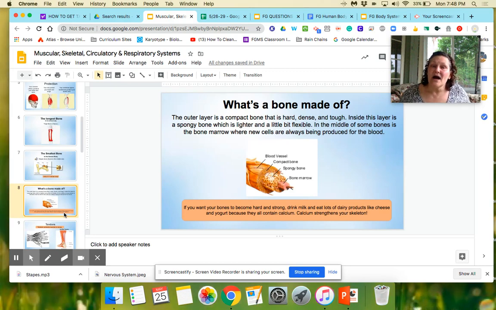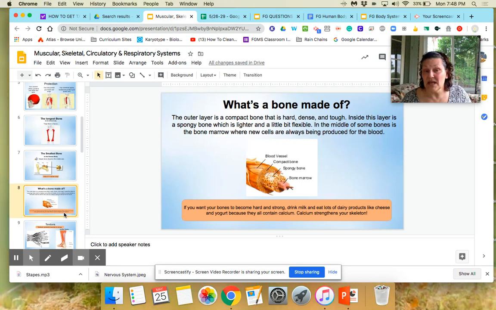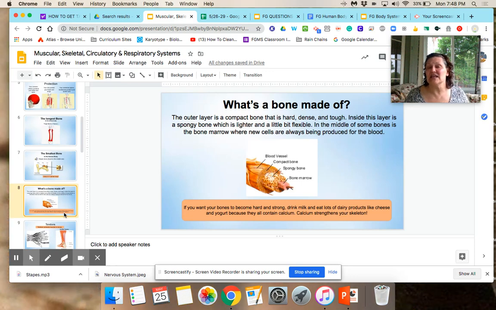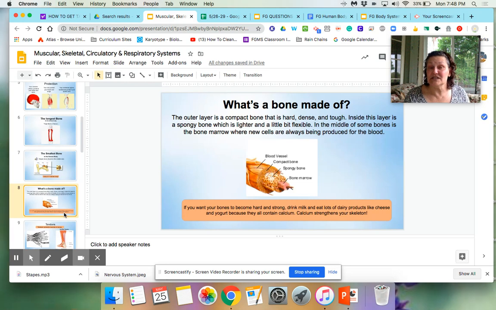In the middle of the bones is where the bone marrow would be, and those cells are always being produced because your blood cells last for about 120 days, and then they have to get replaced. So that's what a bone is made out of. It has different tissues with different kinds of cells, which means that a bone is actually an organ.